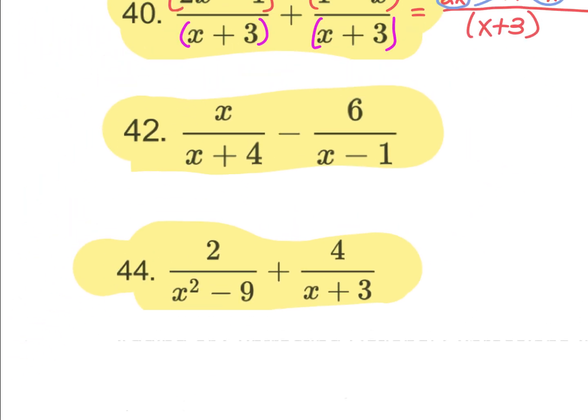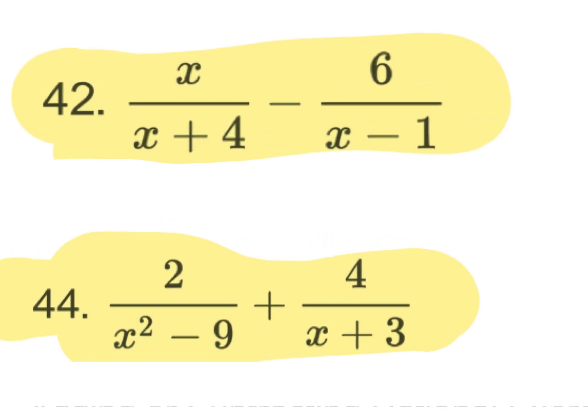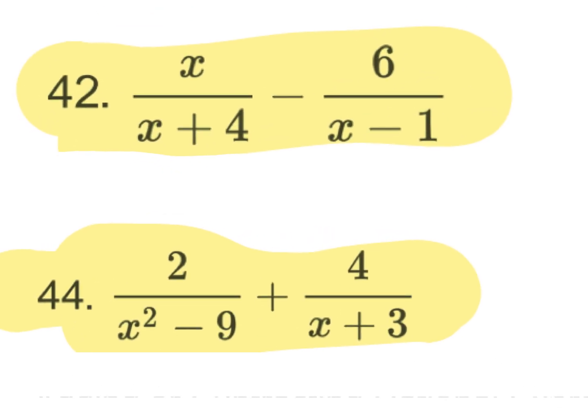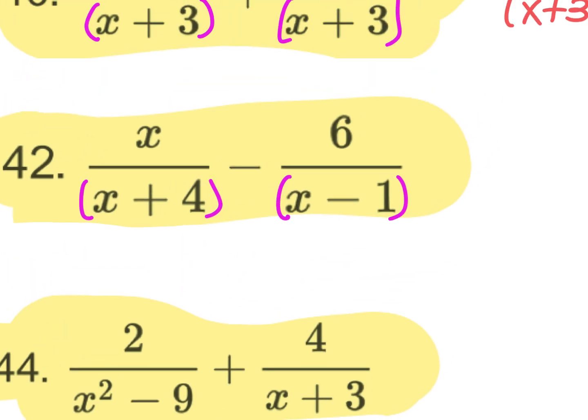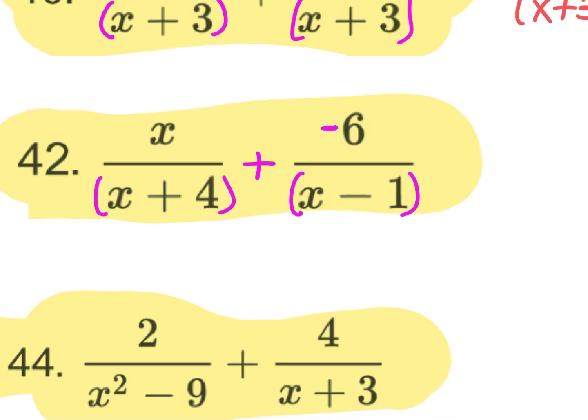2 more. You guys are doing great. All right. I personally, when we have different denominators, I like when they're completely different because it makes my life so much easier. Look at your denominators here. Can you factor them at all? Can you make anything any smaller? No. I see a minus sign, so I'm going to go ahead and change that to a plus and stick the minus right there in front so I don't forget to distribute it.